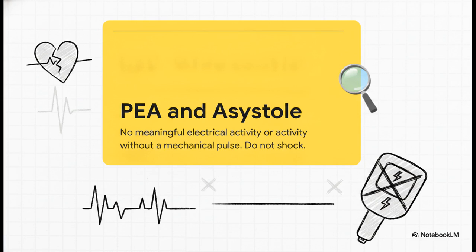And this brilliantly illustrates why a defibrillator is completely useless here. A shock is designed to reset disorganized or rapidly circulating electrical rhythms. With PEA or asystole, there's just nothing for the shock to reset, so we do not shock.